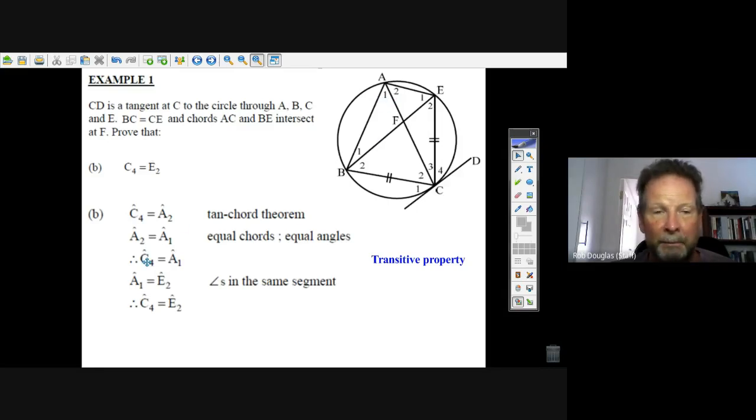Because C4 is equal to A2 and A2 is equal to A1, then C4 must equal A1. That same transitive property that we don't write in there. Now we can say that A1 equals E2. But why is that? Because they open up to the same chord, angles in the same segment. Well, if C4 equals A1 and A1 equals E2, then C4 must equal E2. Okay, so forget that transitive property.